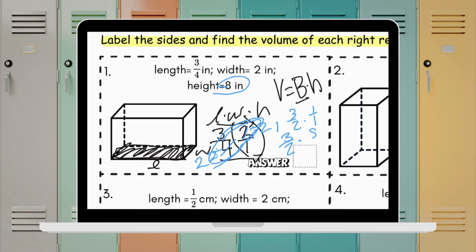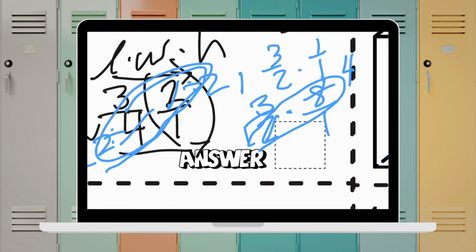So 3/2 times 8. Same thing, I'm going to write it as a fraction, and I'm going to look to simplify. 8 and 2 are both divisible by 2. 8 divided by 2 is 4. 2 divided by 2 is 1. I'm kind of running out of space, so I'll just do it right here. We have 3 over 1 times 4 over 1 gives us 12 over 1, or 12.